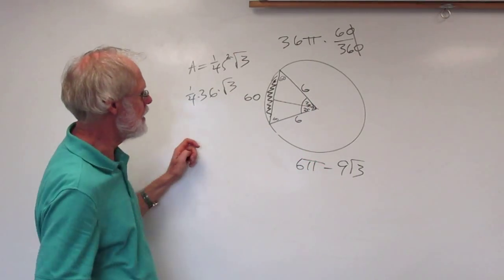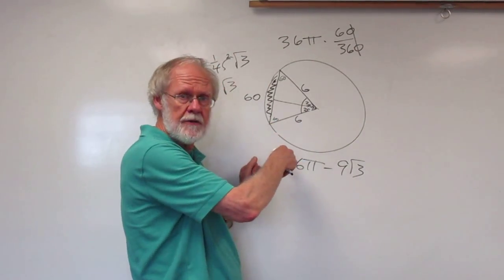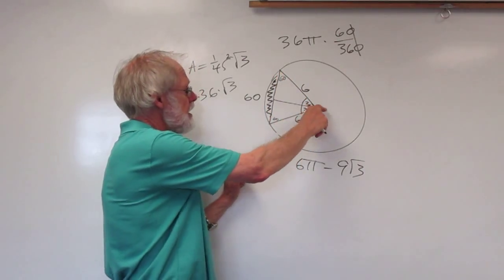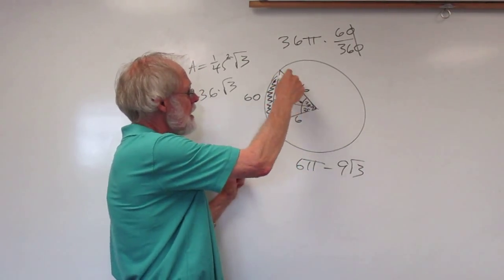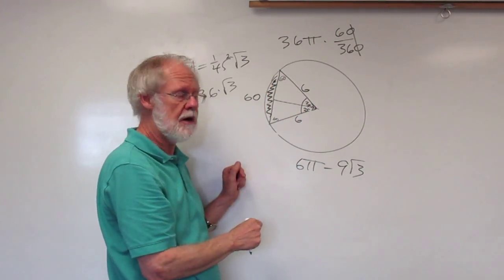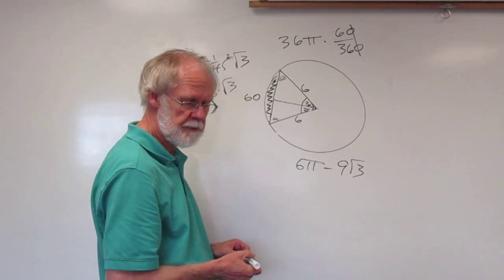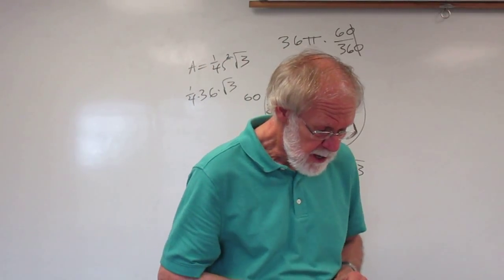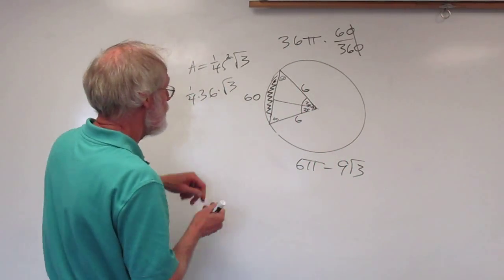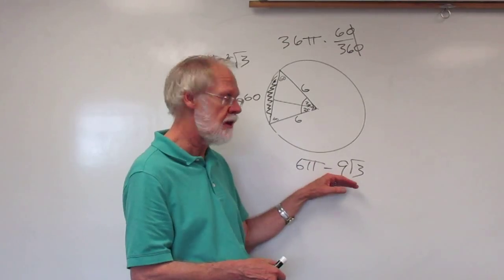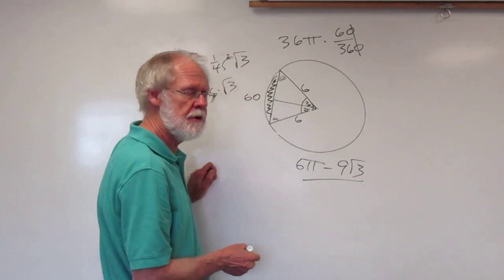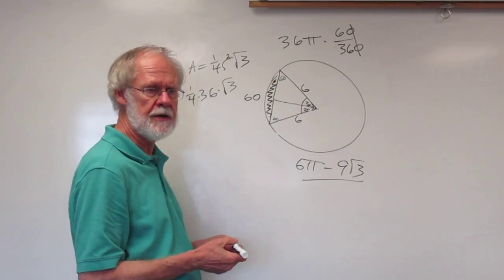So I found the area of the entire circle, then the area of just this sector, and then I subtracted out the area of the triangle, which turned out to be equilateral, and I'm left with 6 pi minus 9 square root of 3, and that is the area. We could turn this into a decimal, but this is the better way to show it, and that's the area of the shaded region.